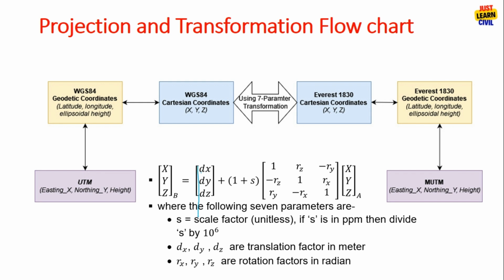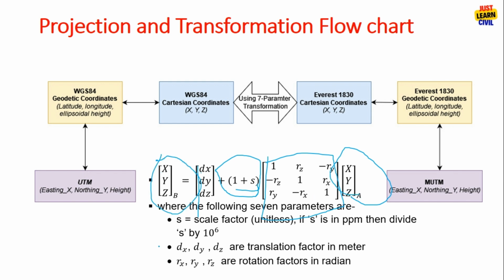These are the translation factors. Then we have rx, ry and rz. These are the rotation factors. And then we have scale factor. And finally, when you use the known coordinates, then you will get the value of unknown coordinates as in here.